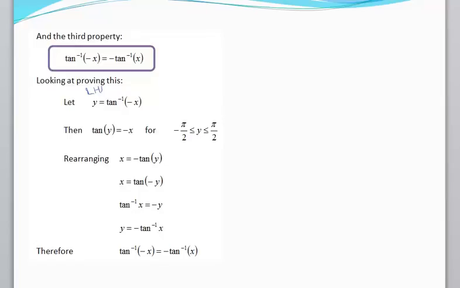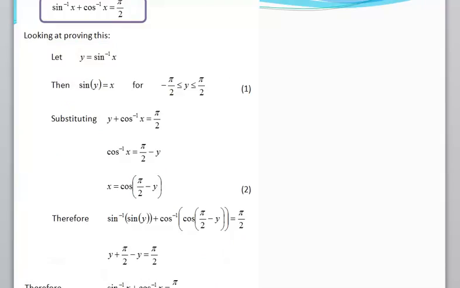Rearranging this, we get x is equal to minus tangent of y. So here our x is equal to tangent of minus y. We move our tangent over: we have our inverse tangent of x is equal to minus y, and we move our negative sign over. y is equal to minus inverse tangent of x. So therefore, this is our right hand side, and we've proven our inverse tan of minus x is equal to minus inverse tan of x.